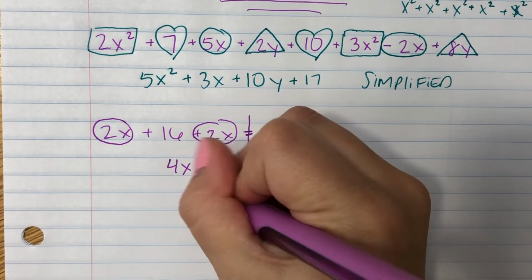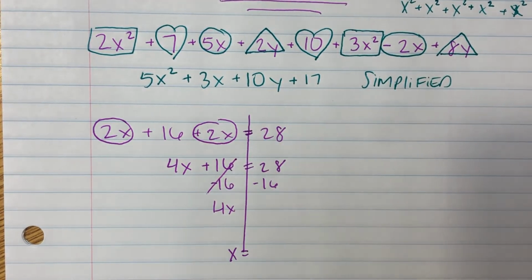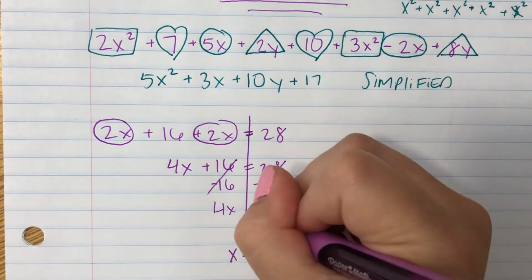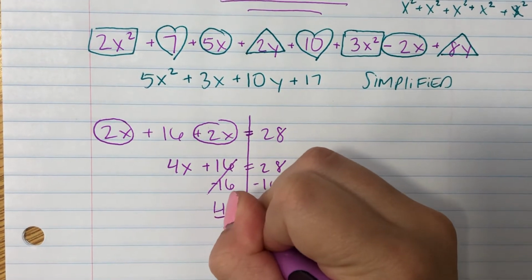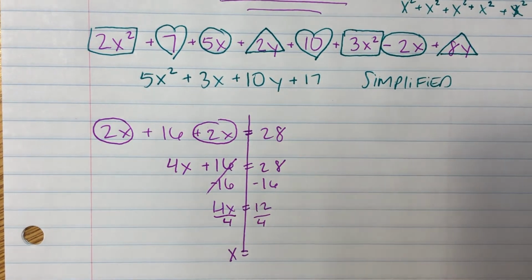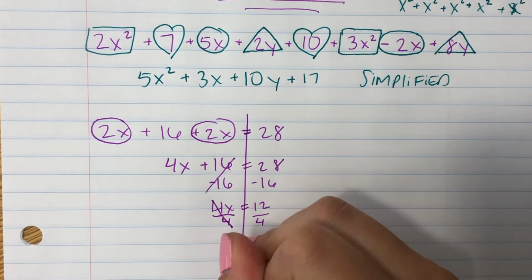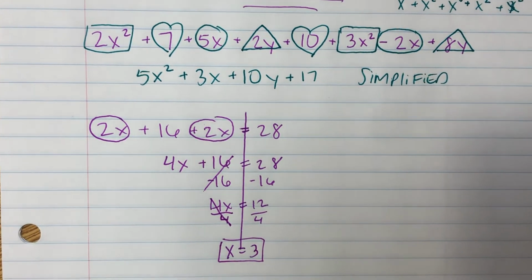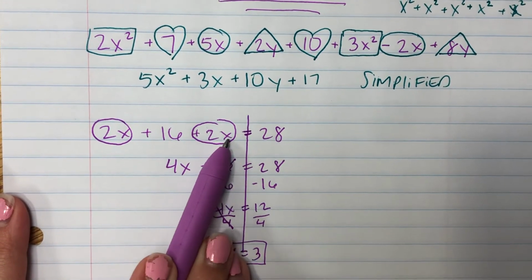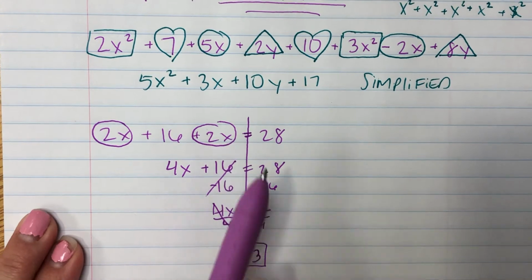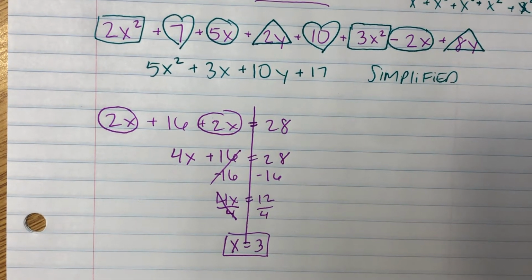Okay, so I'm going to drop down this 4x right here. That 16 went away because 16 minus 16 is 0, and that's actually what we wanted to happen. 28 minus 16 is 12. And then let's divide both sides by 4, and we have x, because those 4's cancel out, equals 3. All right, so pretty simple. The only thing we had to worry about was combining the like terms before we moved on, okay? So I'm going to do another one.